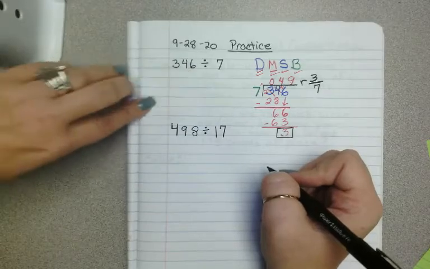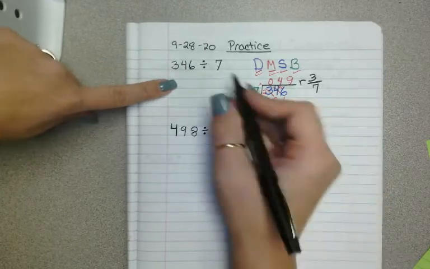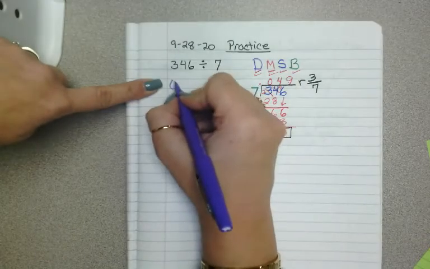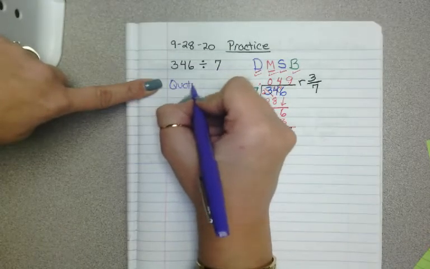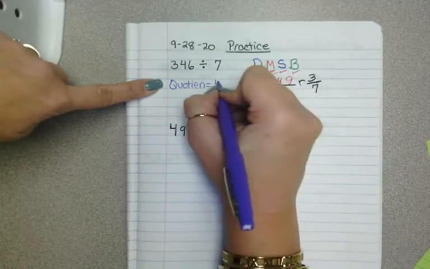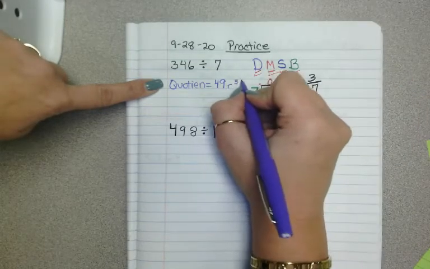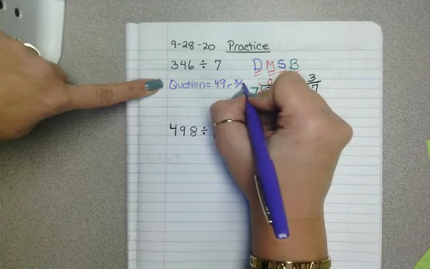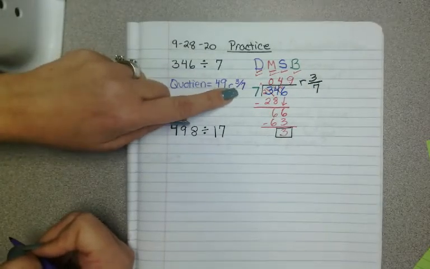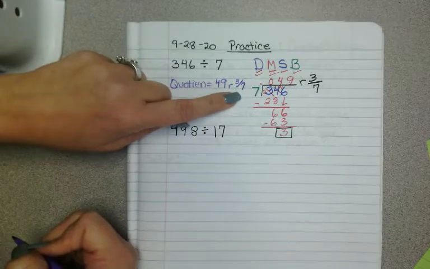So your actual quotient here is going to be 49 with a remainder of 3/7, or 3 out of 7. I want you to get used to showing your remainder as a fraction.